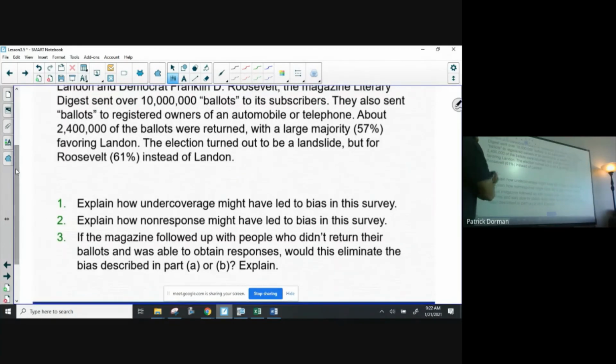Okay. If the magazine followed up with people who didn't return their ballots and was able to obtain responses, would this eliminate the bias described in part A or B? And explain. So if they followed up with getting all the ballots in, would it eliminate undercoverage, non-response bias, both, or neither? Explain.